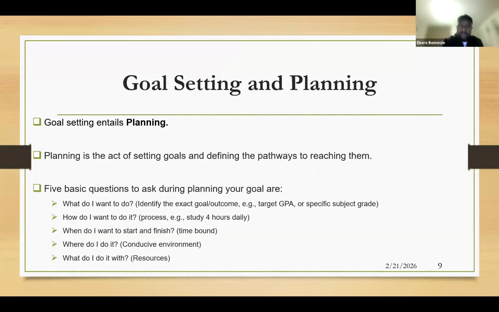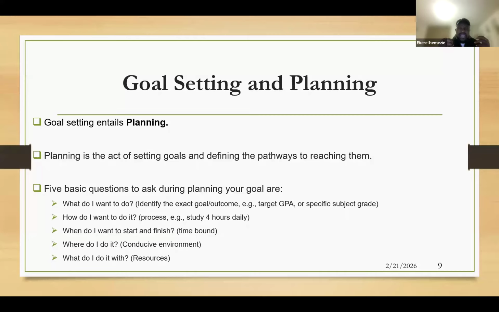Goal setting and planning. Goal setting basically is all about planning, because it's one thing to set a goal, it's another thing to plan it. So what is planning? Planning is the act of setting goals and then defining the pathway to reaching them. It's one thing to set a goal and say, I want to score 90 in this subject, or I want to finish with a CGPA of 4.9 this semester. Those are goals, but then you must have a plan. That plan defines the pathway on how you are going to reach those goals.